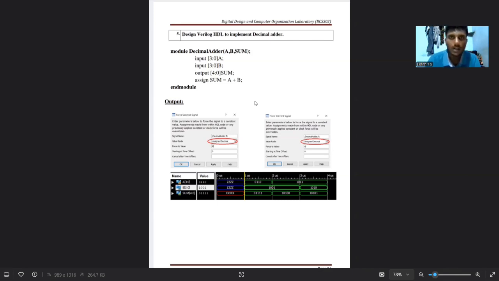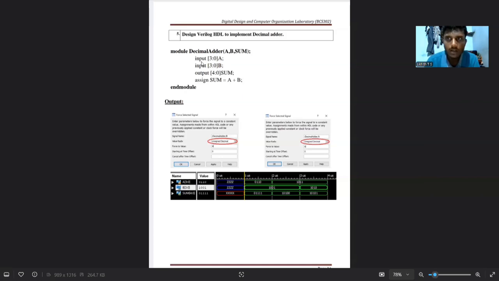As we know in Verilog, when we want to assign something, we use the assign keyword: sum. As we are assigning sum equal to a plus b, here we will give the 4-bit order as input and the 5-bit order as output. We will get the sum in 5-bit order, so we give the inputs as 4-bit order.